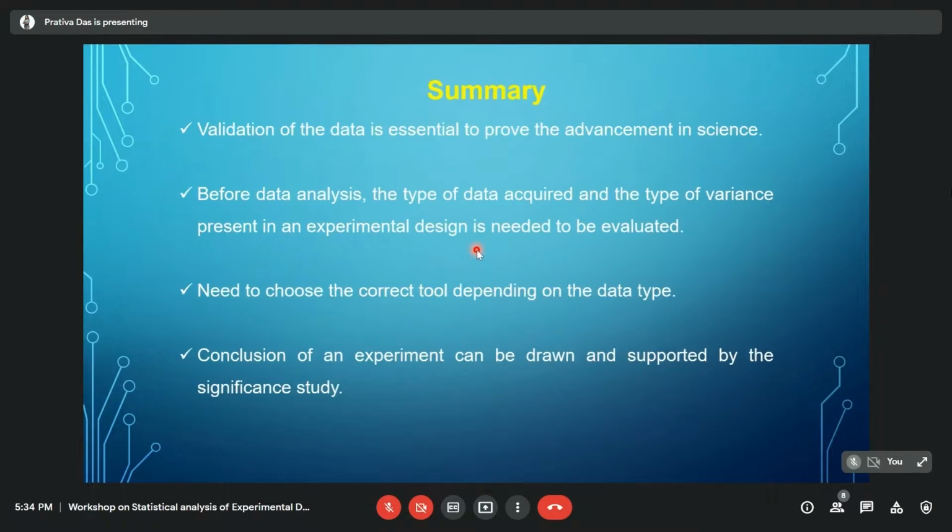So, in summary, we can say that validation of the data is very important when we are claiming advancement in science. Before data analysis, we have to understand what the type of the data is, and what type of variance is actually present in the data. You can have your experimental design accordingly. So these things need to be evaluated before you are doing any kind of data analysis.